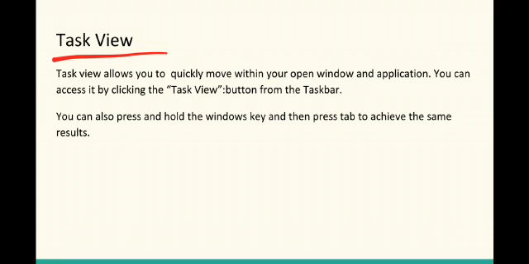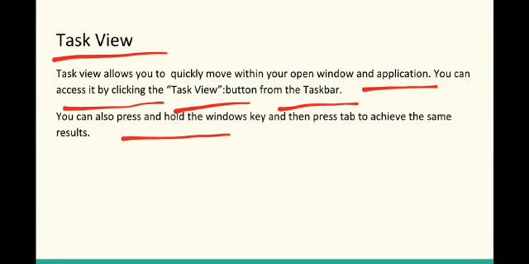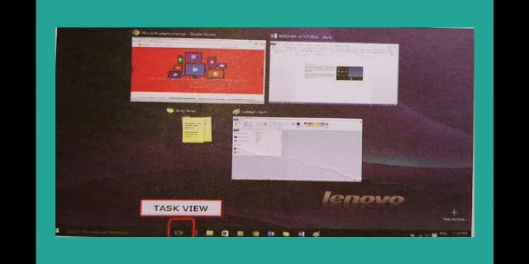The next topic is task view. Task view allows you to quickly move within your open windows or applications. You can access it by clicking the task view button on the taskbar. You can also hold the Windows key and then press Tab to achieve the same result. We can also see the task view shown on the slide.